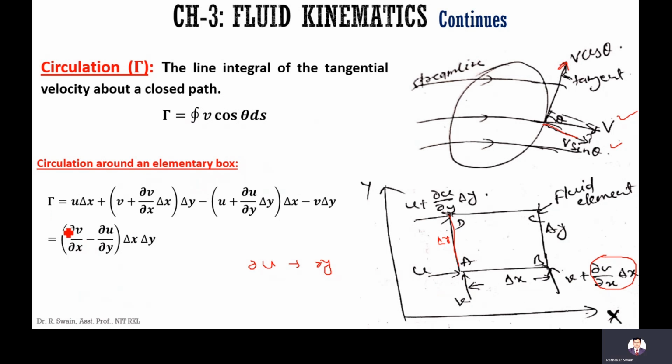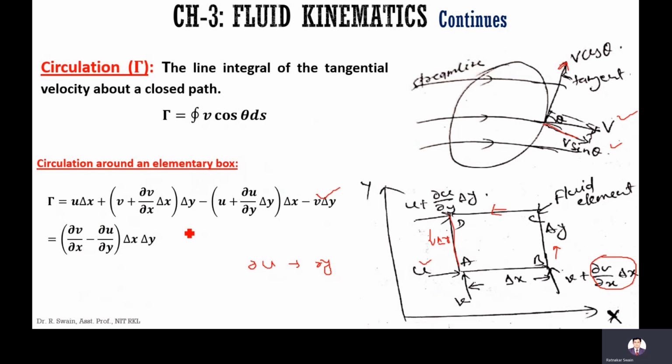In the x direction, the velocity is u and the distance is delta x, so u delta x, plus from b to c, the velocity is v plus del v by del x into delta x, and the distance is delta y. From c to d, it will be minus of u plus del u by del y into delta y, because it is in the opposite direction, so it will be minus, into delta x. Next, from d to a, v is in this direction, so it will be minus v into delta y.